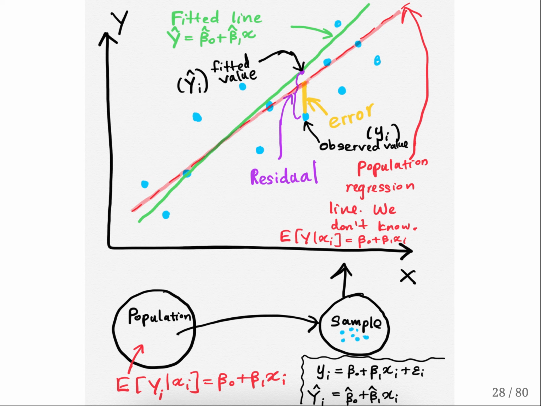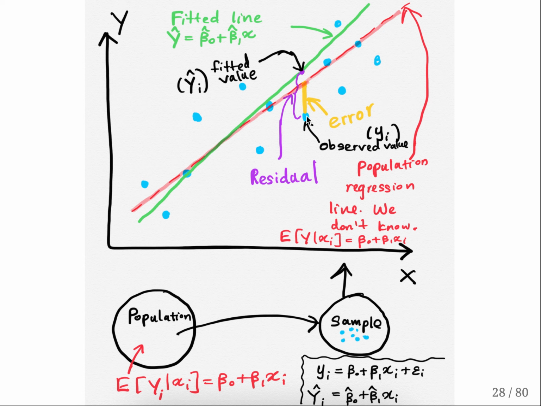The residual is the difference between the fitted value and the observed value. Suppose this one here is y hat equals beta naught hat plus beta 1 hat x. Beta naught hat and beta 1 hat are the estimates of beta naught and beta 1 that we calculated based on sample data using the least squares regression approach. This is called the fitted regression line. The difference between the fitted value and the observed value is called the residual. The difference between the true value and the observed value is called the error.